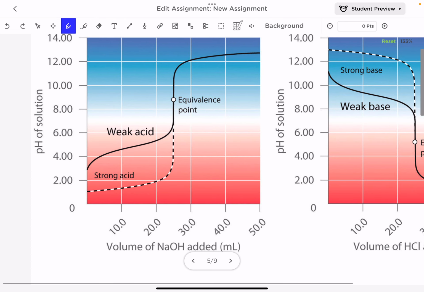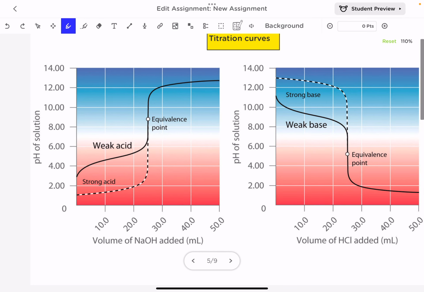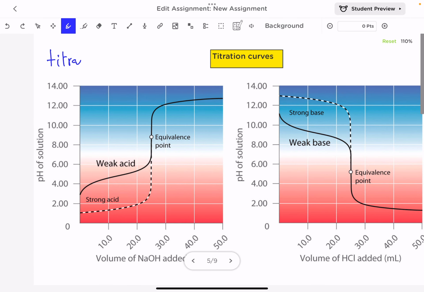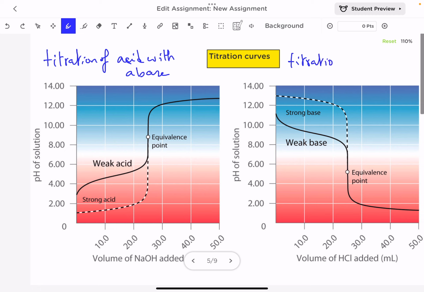So first let's look at the first titration curve. Here the curve, first of all, starts from below 7. So we are dealing with a titration of an acid with a base. When the curve starts from above 7, like if we look here, we are looking at a titration of a base with acid. So I'm going to write here: a titration of acid with a base, and on this side a titration of base with an acid.